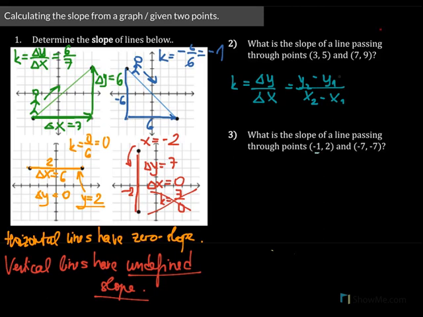So let's say my 3, 5 will be x1, y1, and 7, 9 will be x2, y2.